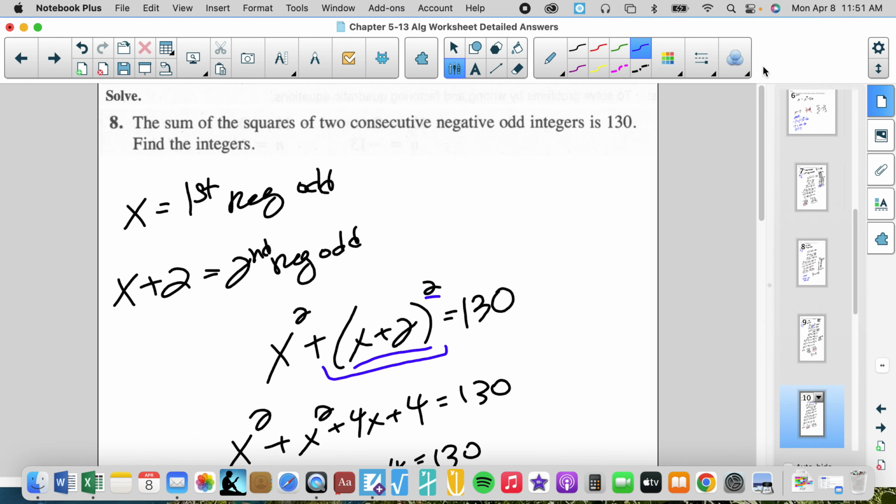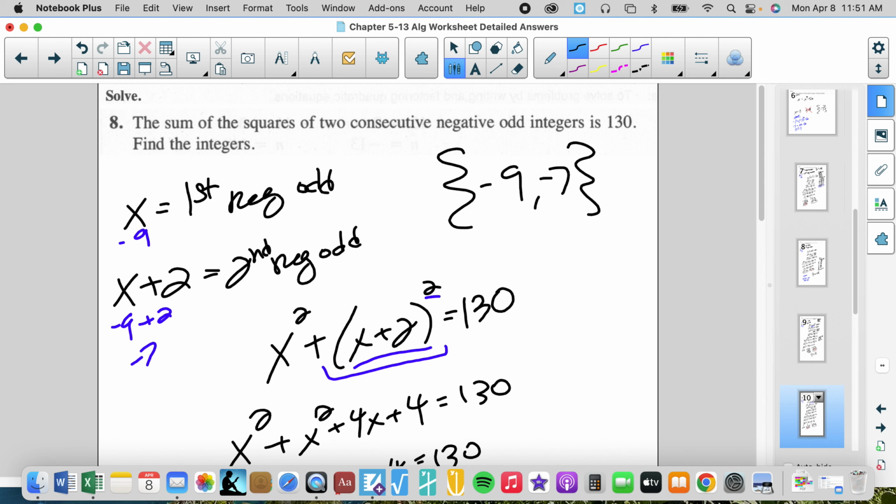So if x is negative 9, then we get negative 9 and negative 7. So my solution is going to be negative 9 and negative 7. When we square each of those and add them together, it equals 130. 81 plus 49 gives you 130.